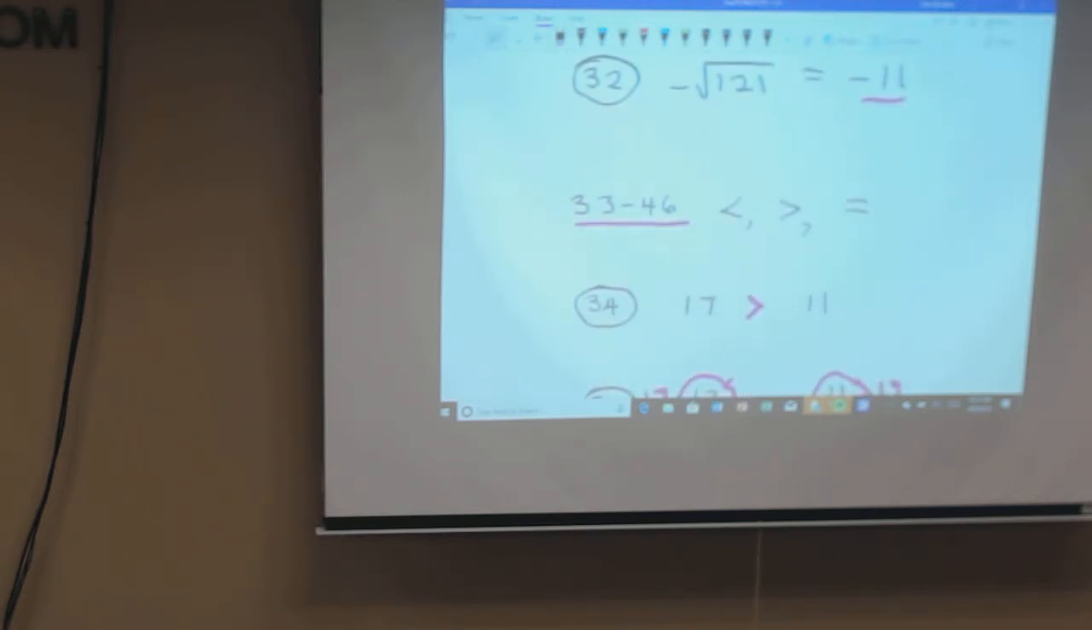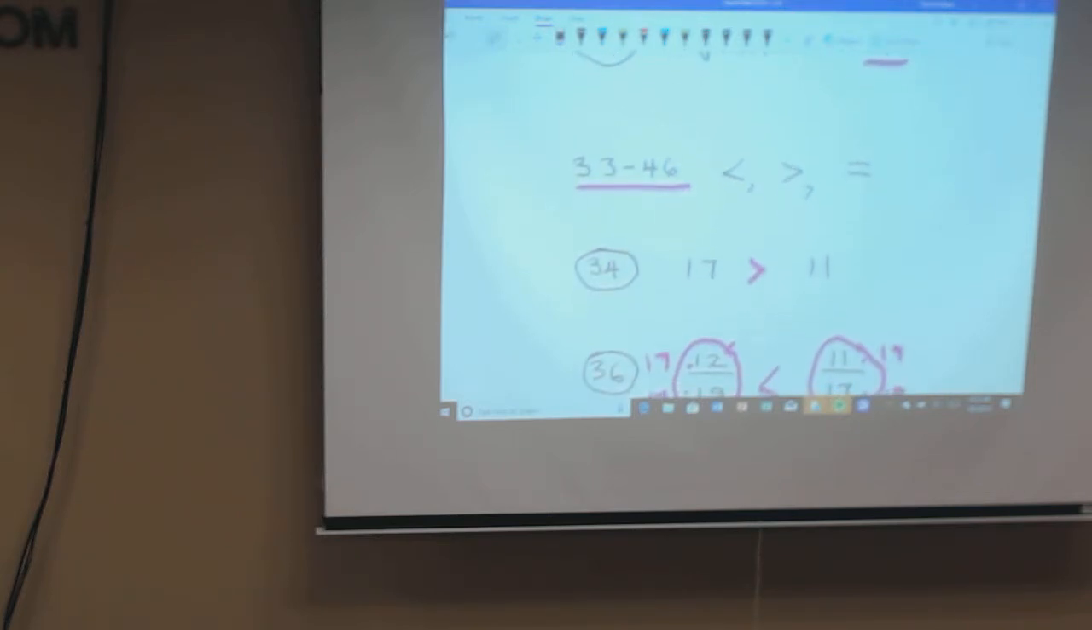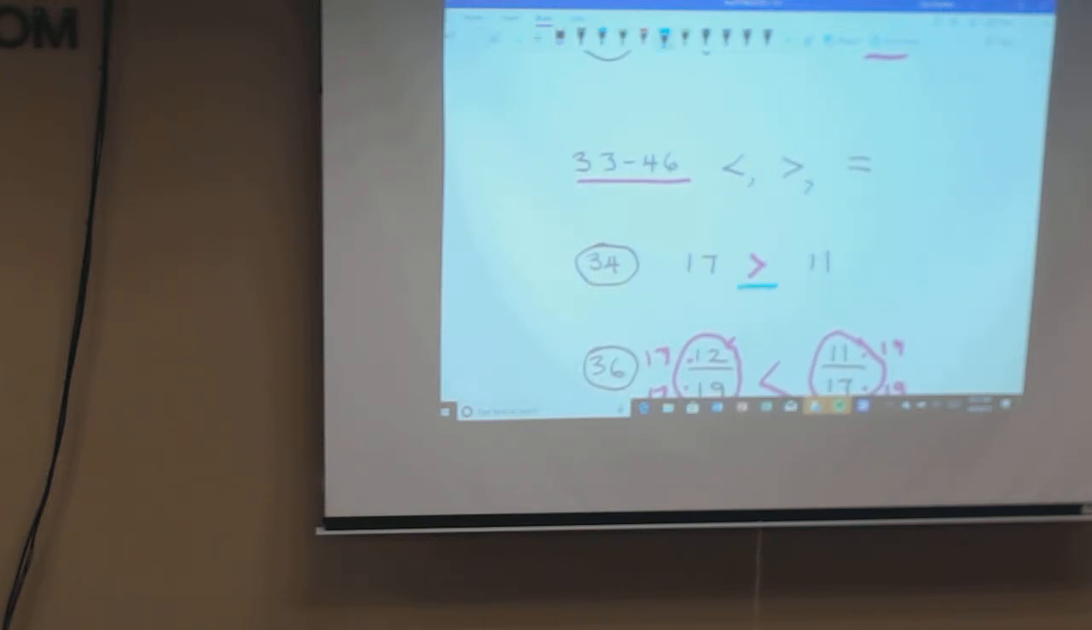Number 33 through 46. In problems 33 through 46, insert, you know how to read that, don't you? Less than, greater than, or equal to as appropriate. So like number 34, here's an empty space, and I'm supposed to put less than, greater than, or equal to in that empty space. And on this side is 17, and on this side is 11. What would you say? Well, I know it doesn't equal. Okay, so 17 doesn't equal 11. So now which is it? Greater than or lesser than?